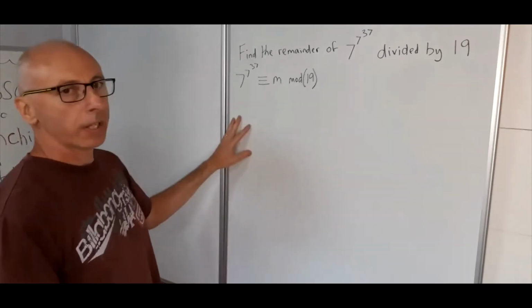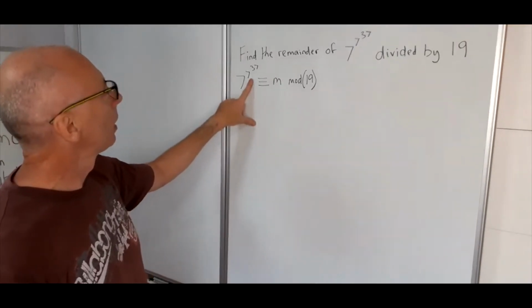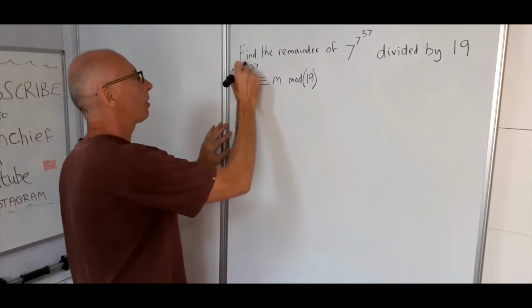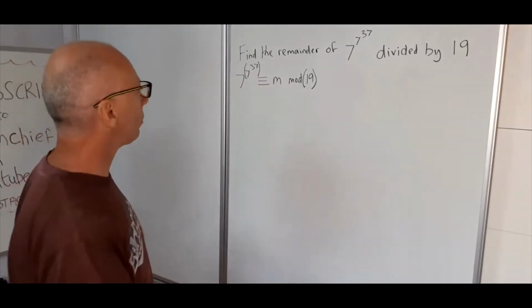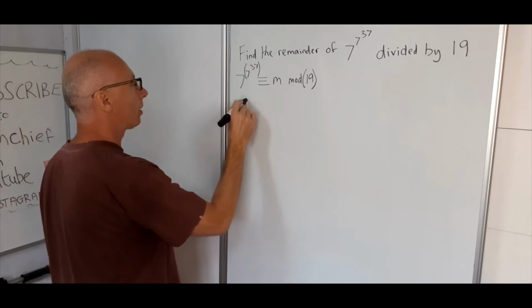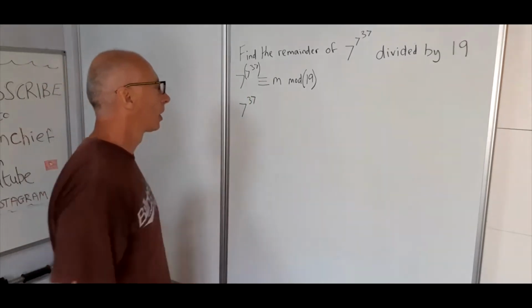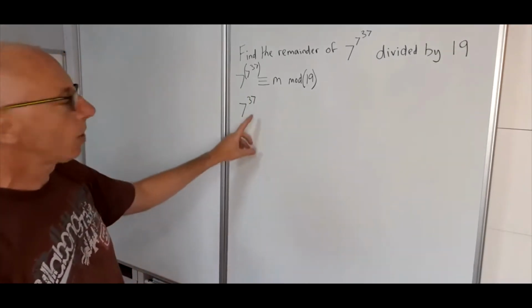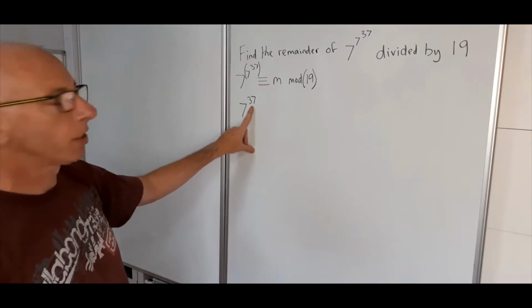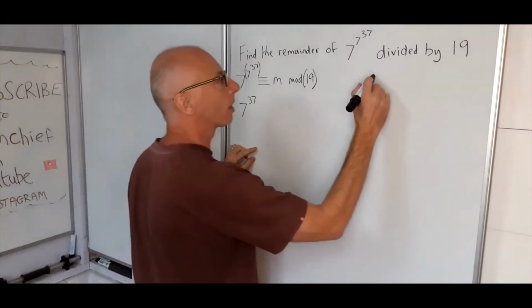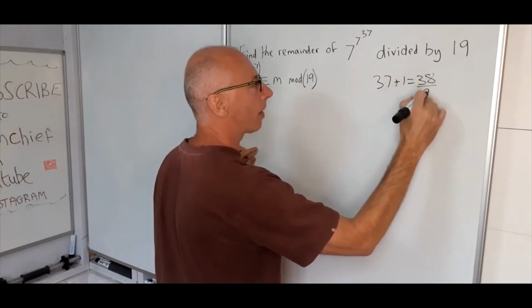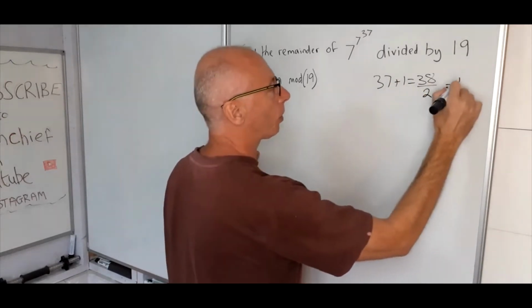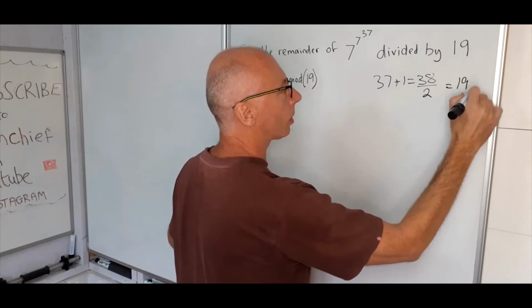So where do we start with this? Well, a good place to start is to try and get rid of the top tower, 7 to the power of 37. So let's have a look at that. So 7 to the 37. Now we see that 37 plus 1 is 38. Let's just write this down over here. 37 plus 1 equals 38. And then half that, we get 19, which is prime.